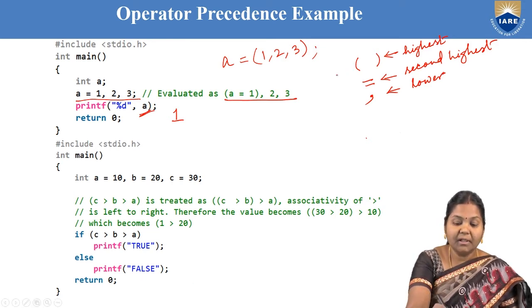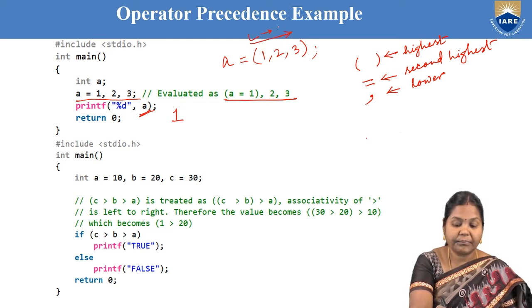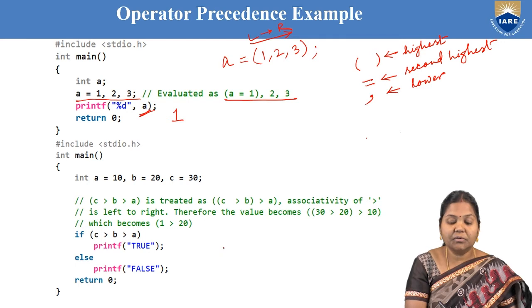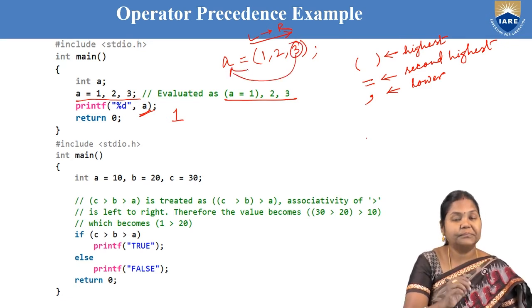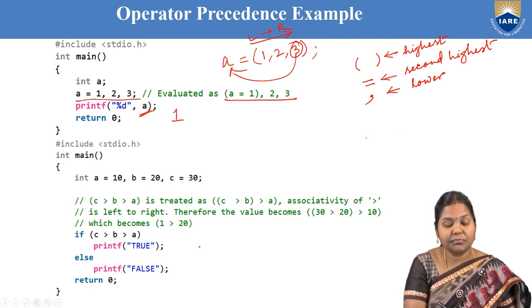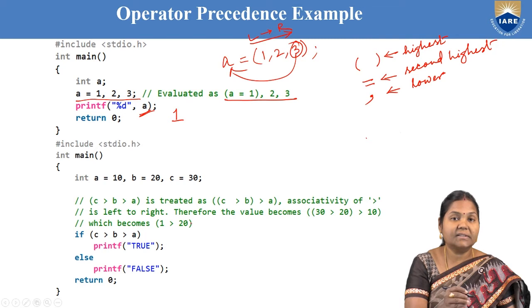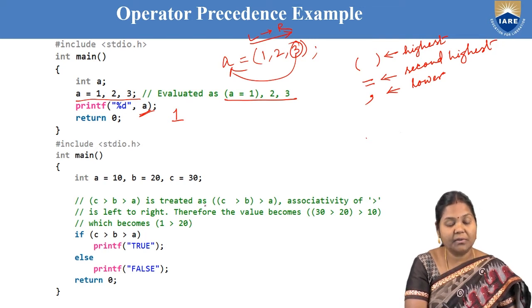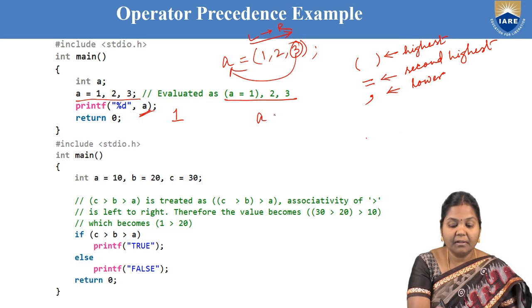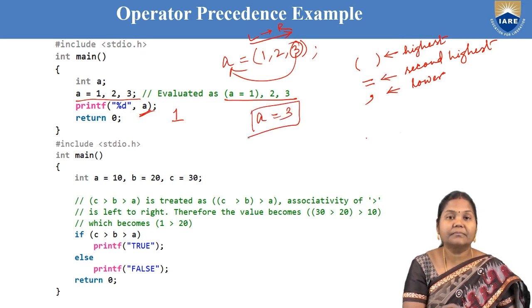So, what is the associativity? Associativity is from left to right. So, in the order of execution, you have to read the values from left to right. When you reach the end of this parenthesis 1, 2, 3, what is the last value? That last value will be stored into A, because the second highest priority is for assignment. The last value 3 will be stored into A, so the output of A will be 3. Depending upon whether you are using a parenthesis or not, the output of this expression will change.